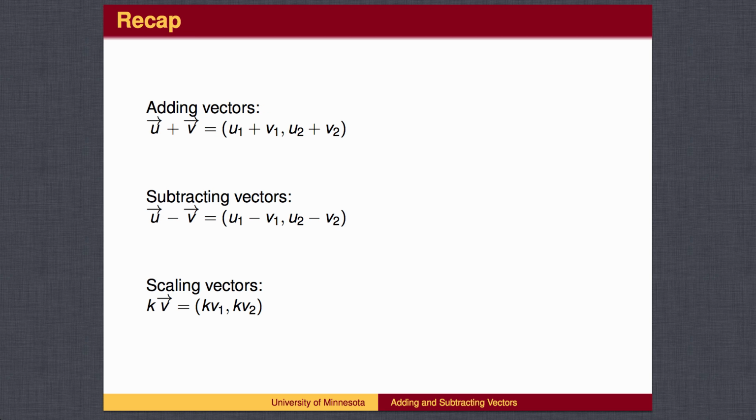To recap, to add vectors, add the coordinates. To subtract vectors, subtract the coordinates. To make a vector longer or shorter, multiply each coordinate by the scale factor.